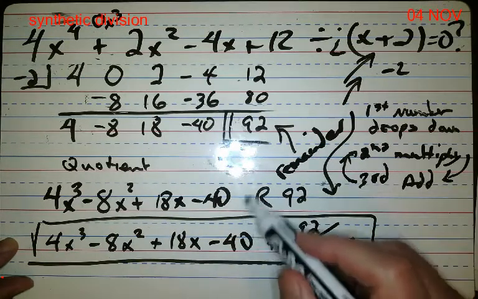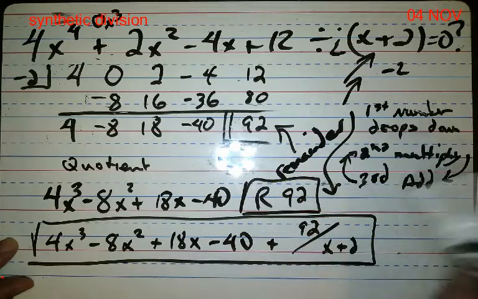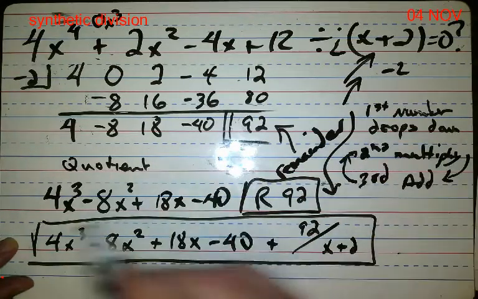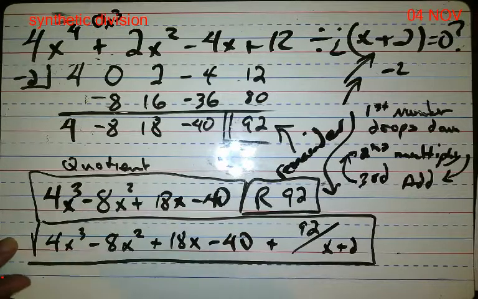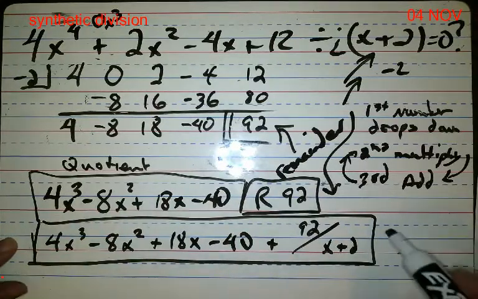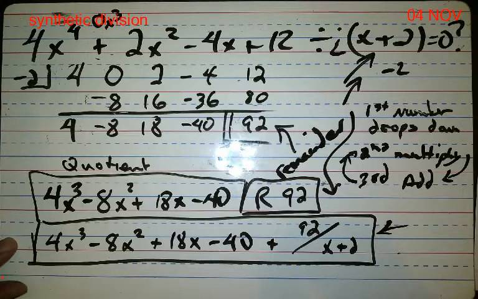So if I said, hey, what's the remainder? That's all you have to answer. But if I say, hey, what's the quotient? That's all you have to answer. But if I say, give me the full deal, then you have to give me everything like this, right? Depends on the way they ask the question.